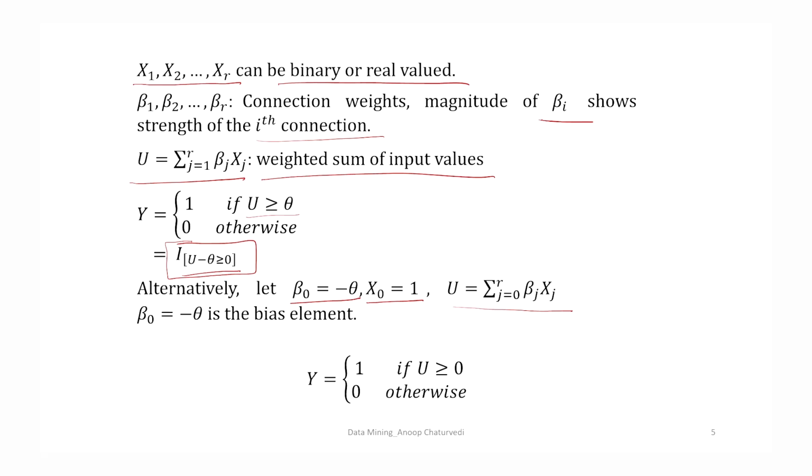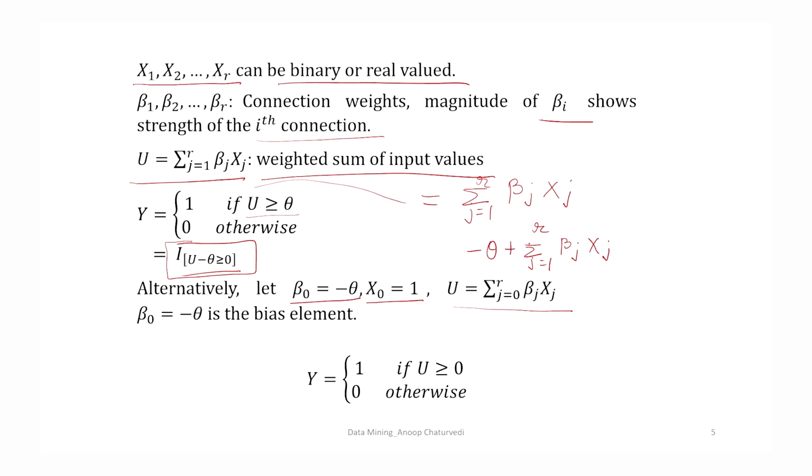So, in this case y is equal to 1 if u is greater than or equal to 0 and 0 otherwise. Notice that here u is equal to summation j equal to 1 to r beta j x j. Here you have modified u as summation j equal to 1 to r beta j x j minus theta, say, or you can write minus theta here.